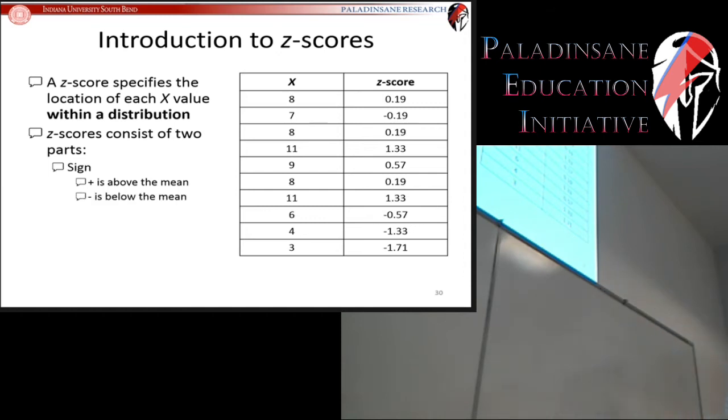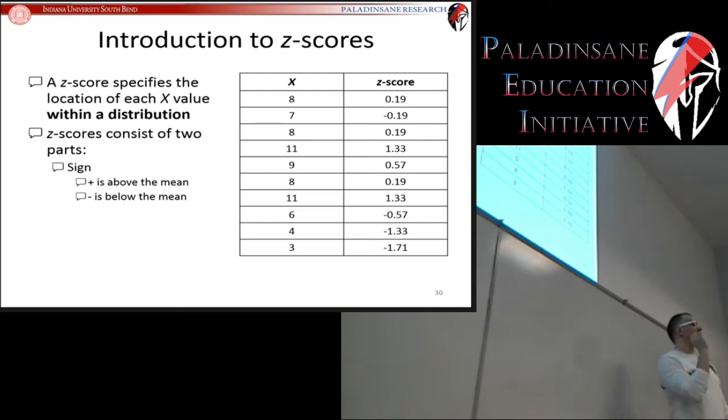So if we look at these raw X scores over here, and I were to ask you, is 8 above or below the mean? You have no way of knowing. You have no way of telling. If I were to ask you, is 6 above or below the mean? You wouldn't be able to tell that until you calculated the mean and did some extra math.